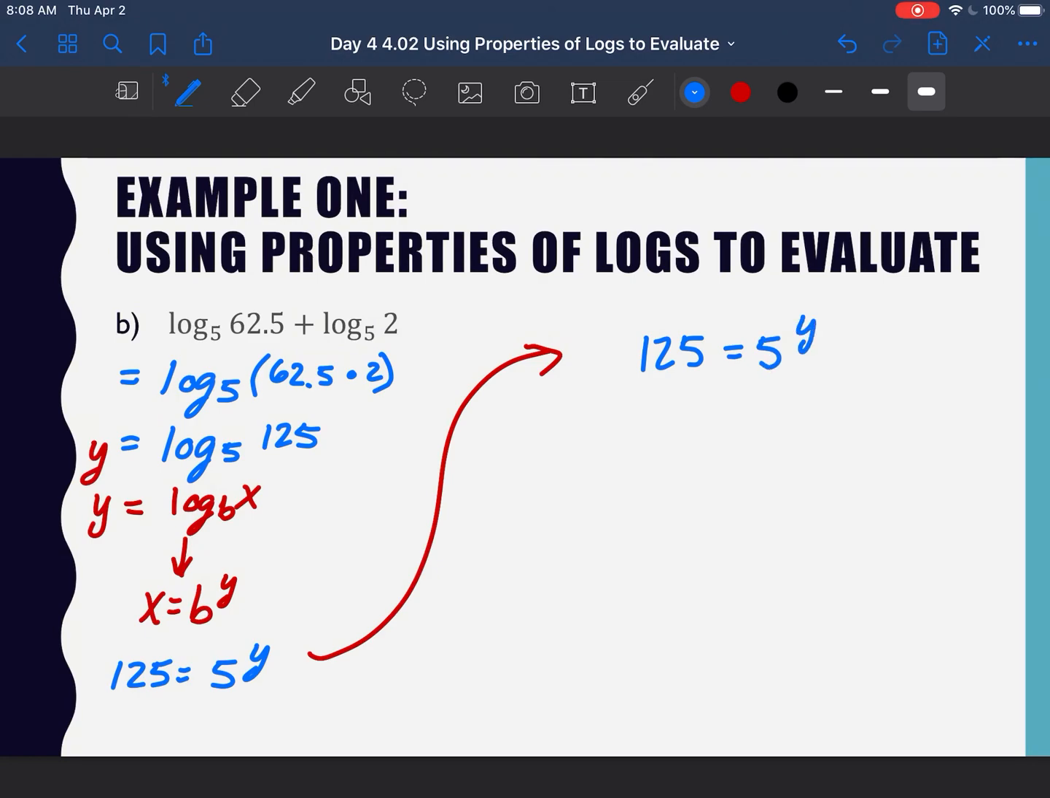Then, like before, change the 125 so that it matches the 5. So 125 is 5 to the third power. And then cancel out the 5s. And so the answer is 3. All right, so that's another example of an easy one where you just use one property.